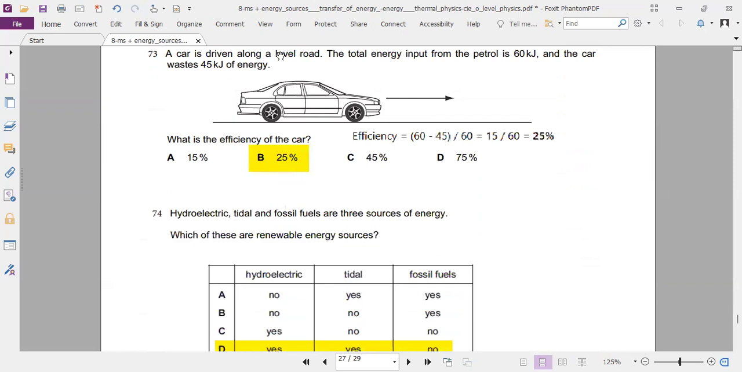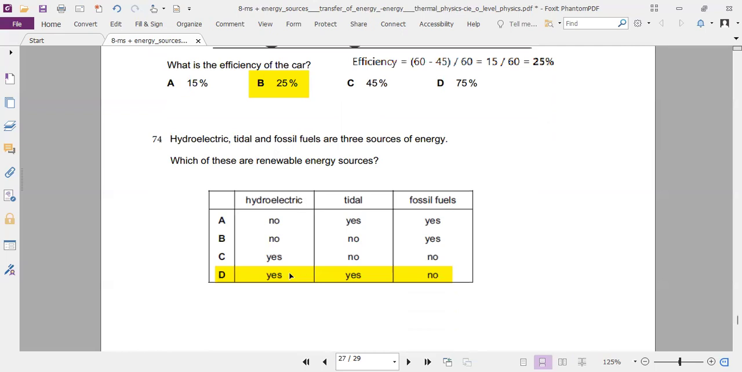A car is going along a level road. Petrol is used as input energy, 60 kilojoules. Car wastes this much. What is the efficiency? 45 divided by 60. Very simple, 25% efficient. It's a very bad car. Shouldn't buy it.